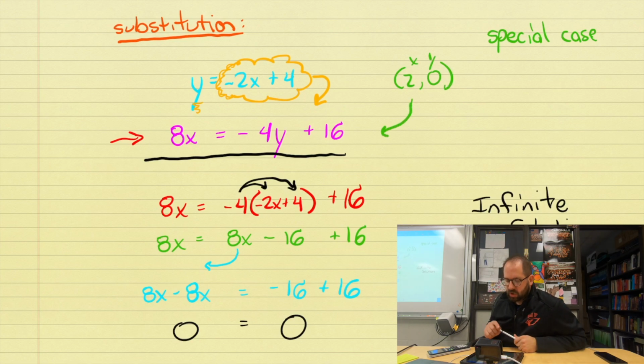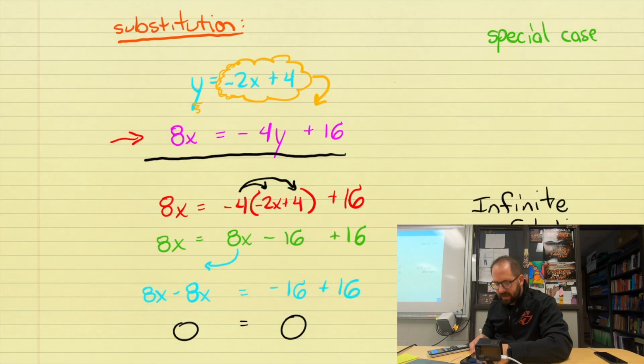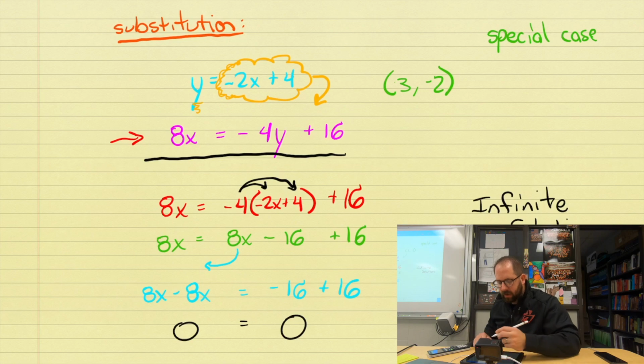If I plugged in a 2 for my x and a 0 for my y, both sides will be equal. It actually works in both, and I literally just guessed that one. I could have made up another one. Maybe another one would be 3 and -2. Plugged in a 3 for x, and I'd get a -2 out. If I plug that coordinate in down here, it would also work.